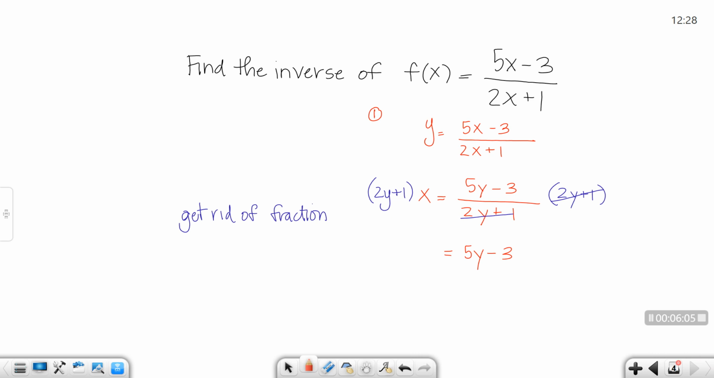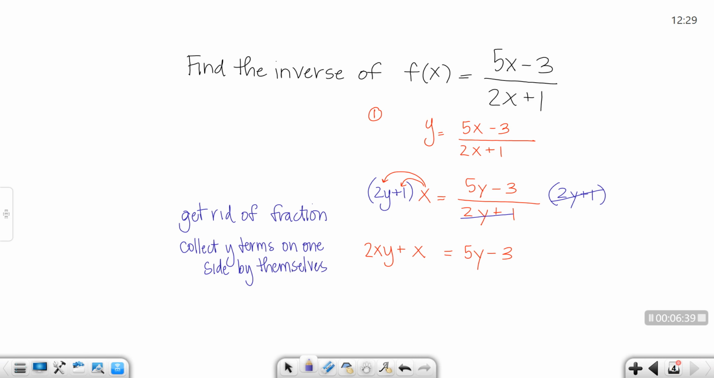On the left side it leaves me with parentheses. Well, that doesn't help me, so what I'm going to do on the left side is distribute. So that gives me 2xy plus x. Well, at least now I don't have a fraction anymore, so that's good news. So I got rid of the fraction. The next thing that you want to do is collect the y's on one side and let's say by themselves.